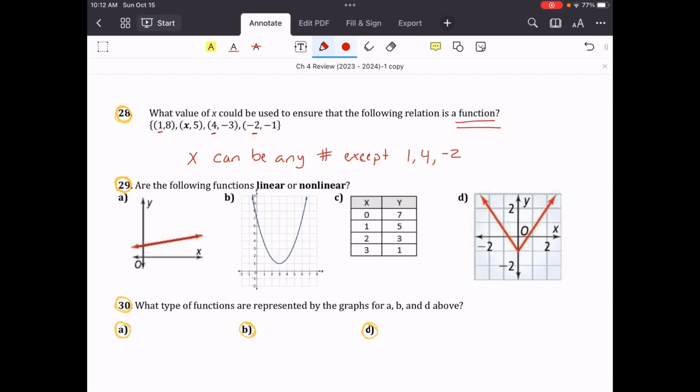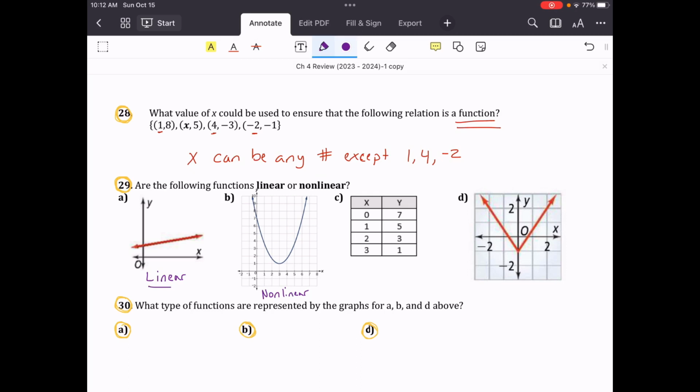Question 29, are the following linear or nonlinear? So to be linear, it has to be a straight line, or it has to have that constant addition or subtraction pattern. So as we look through this, we've got primarily just graphs here. The first graph, we can see that this is a line, so this is linear. No turns, no nothing, this is definitely linear. For B here, we've got the graph of a parabola. Parabolas have turns to them. They have turning points. It changes directions. This is nonlinear.